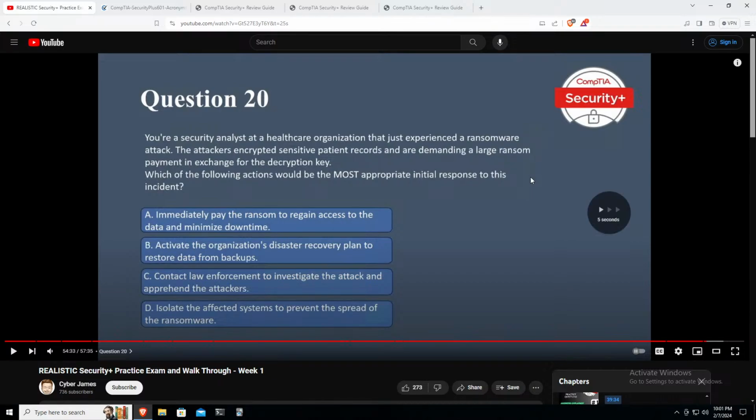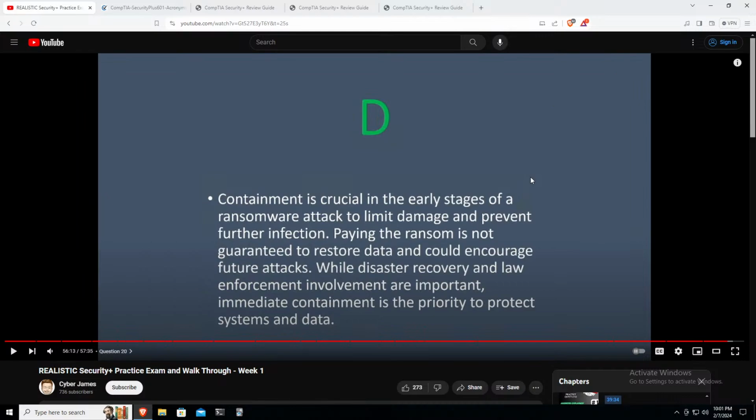So going with D. Hopefully we get it, the last one. Come on. Yeah, we got it. All right. Containment is crucial in the early stages of ransomware attacks to limit damage and prevent further infection. Paying the ransom is not guaranteed to restore data and could encourage future attacks, while disaster recovery and law enforcement involvement are important. Immediate containment is the priority to protect the systems and data. Cool.